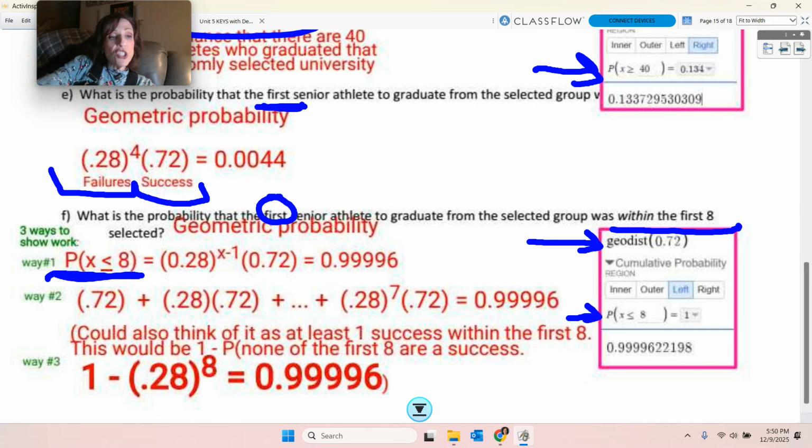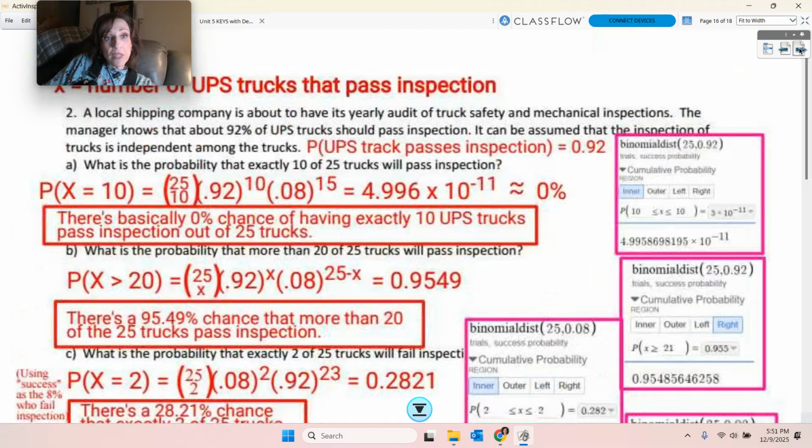All right? You could also just write all those sections out, or do 1 minus the opposite of what you want. So if I want at least one of the 8 being an athlete, then I'll do 1 minus all 8 of them are not a senior athlete who graduates.